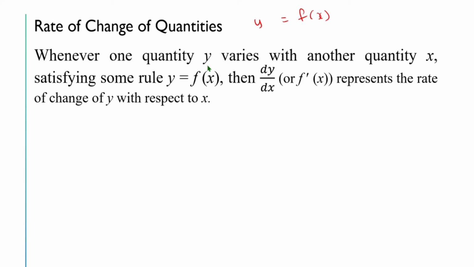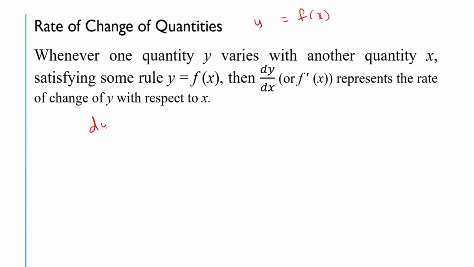So when we have y, if it varies with another quantity x, it satisfies the rule y is equal to f of x. Then the derivative of this, that is dy by dx or f dash of x, represents the rate of change of y with respect to x. That is, for a small change in x, what will be the change in y is represented by the derivative of y or dy by dx.